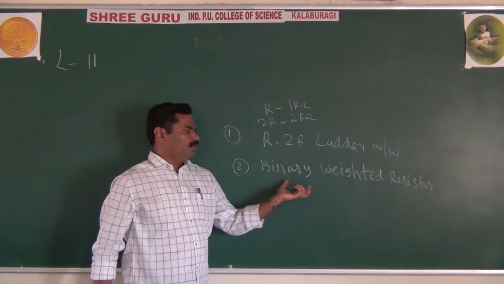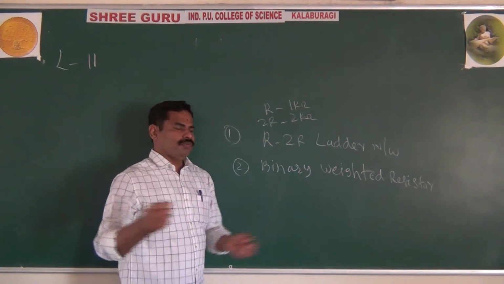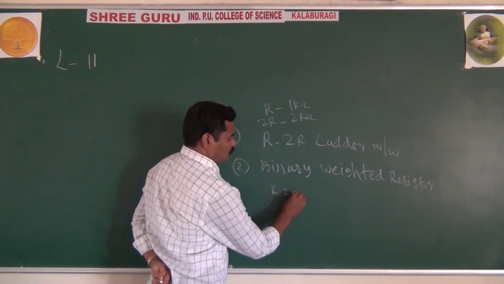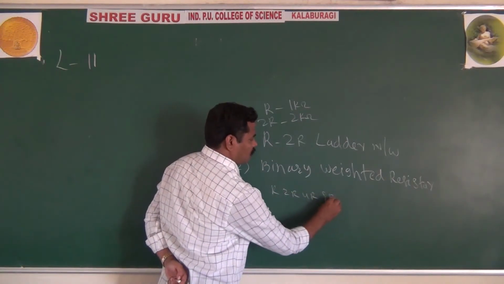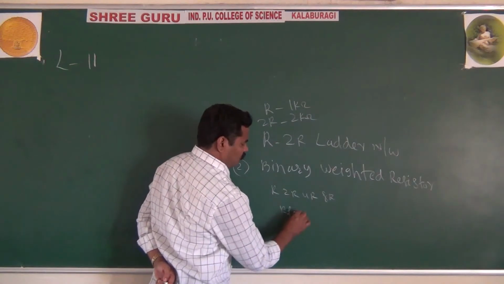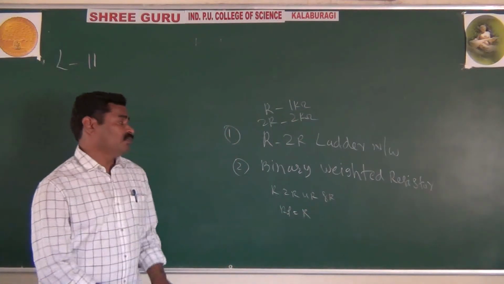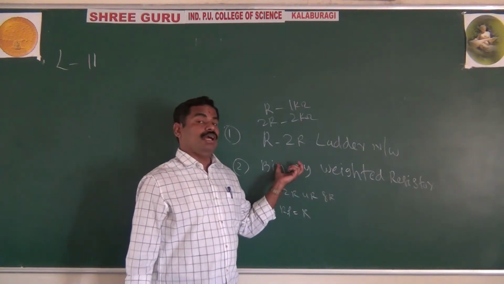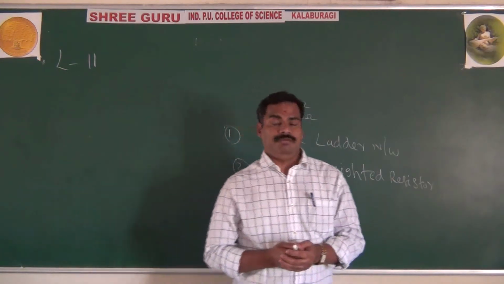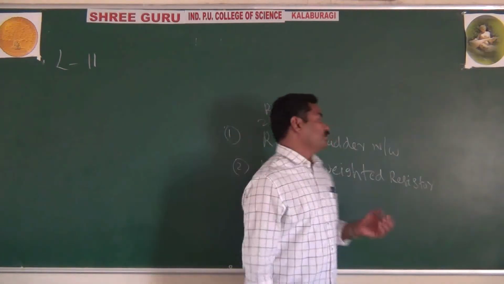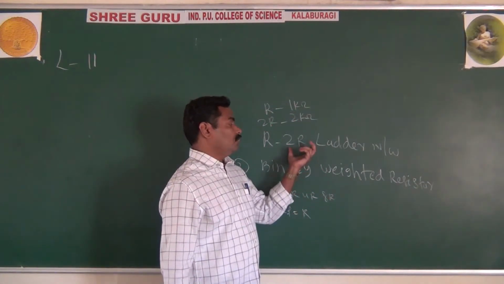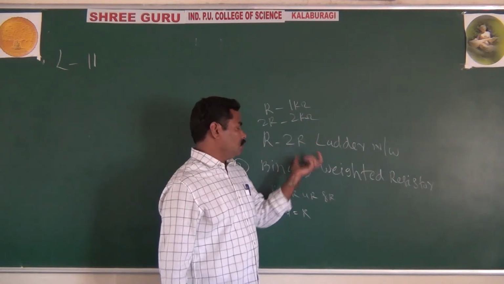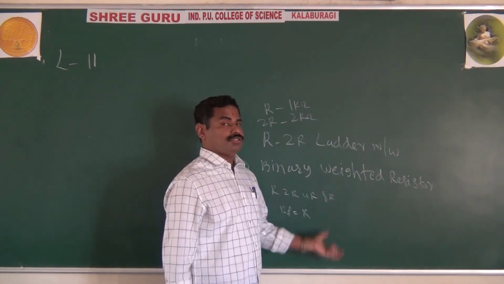Another is called binary weighted resistances. Here you are using nearly 5 resistances: R, 2R, 4R, 8R, and a feedback resistance RF equal to R. And here the op amp is used as an adder, or a summing amplifier. This much you studied in the last class about how to convert digital into analog signal by using the R-2R ladder method and by using binary weighted resistors.